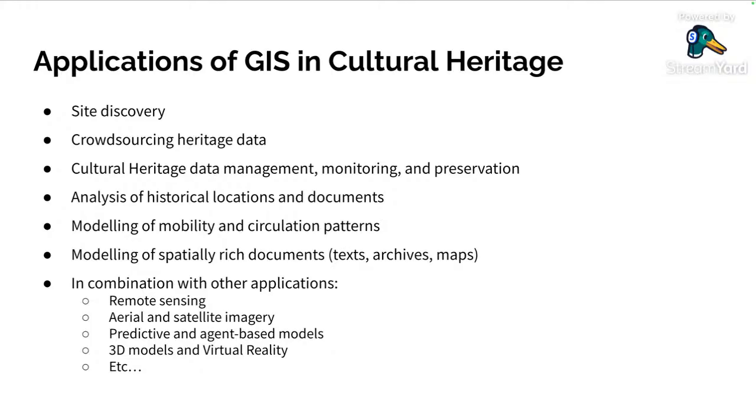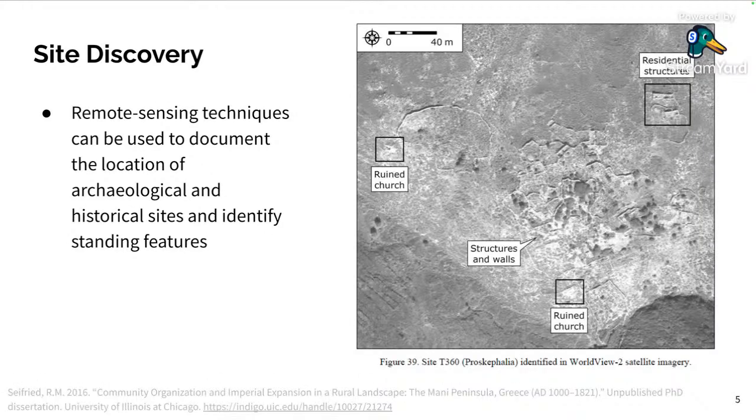We can use it for crowdsourcing cultural heritage. We can use it to monitor cultural heritage sites. We can use it to analyze patterns around settlements, historical locations. We can use it to analyze documents, of course. We can use it to model large-scale circulation patterns, and so on and so forth. And typically, we use GIS in combination with other applications, with 3D models, with virtual reality, with predictive models, remote sensing, databases, and so on and so forth.